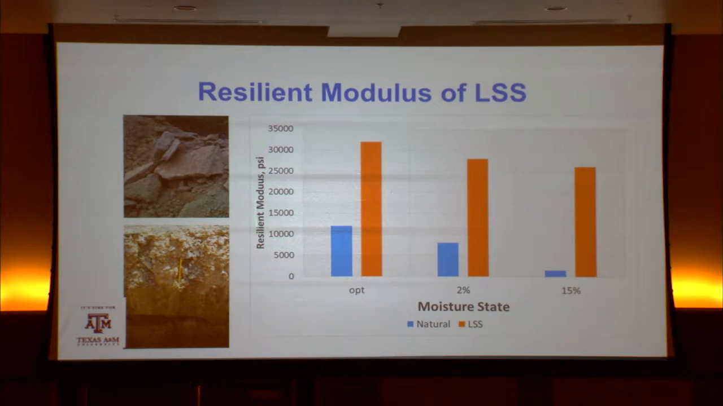Here are the resilient modulus properties. Now, you know what a resilient modulus is, of course. That's one of our primary pieces of information that we use for pavement design. What we do is apply a deviatoric, cyclic pressure that simulates moving trucks, and we do that under a certain level of confinement that mimics what happens in the field.